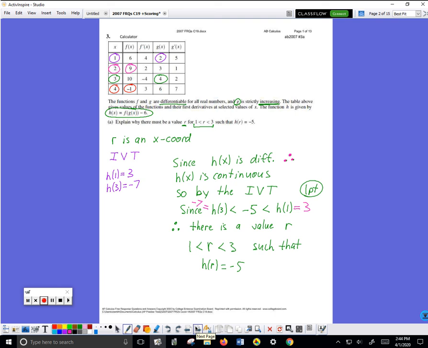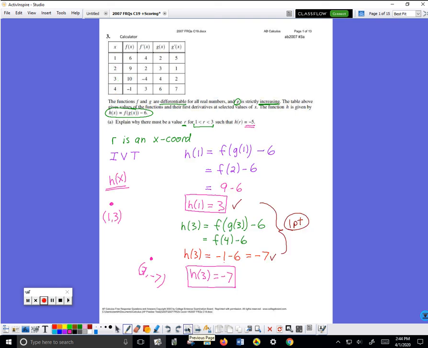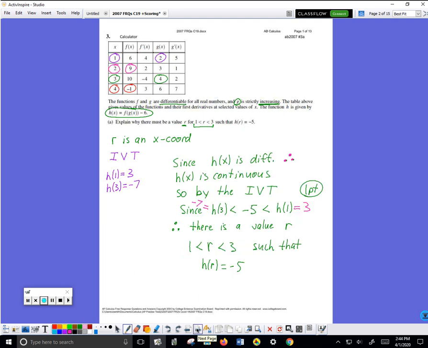So this is problem 3A, is worth 2 points total. 1 point for h of 1 and h of 3 being found correctly, and 1 other point for the green.